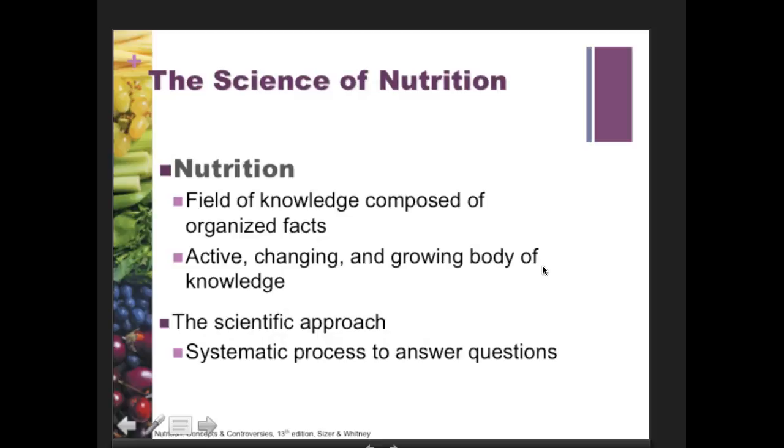So the science of nutrition itself is really a field of knowledge composed of organized facts. And nutrition's evolving. It's been around for a little over 100 years. So the information that we gain from it continues to evolve. What we know today may evolve to some extent as we learn more about the body and understand the genetics and how the interaction is there.